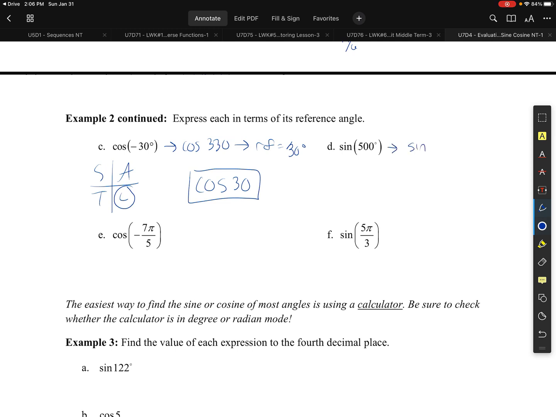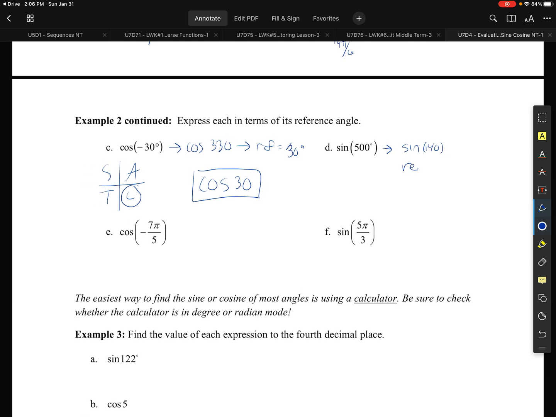Subtract 360, sine of 140. Reference angle would be 40 degrees. 140 is in the second quadrant. So it's positive, so it's just sine of 40 degrees.